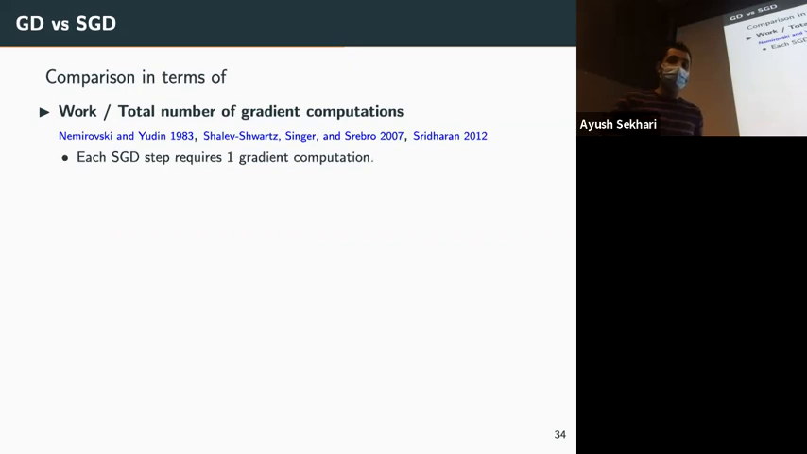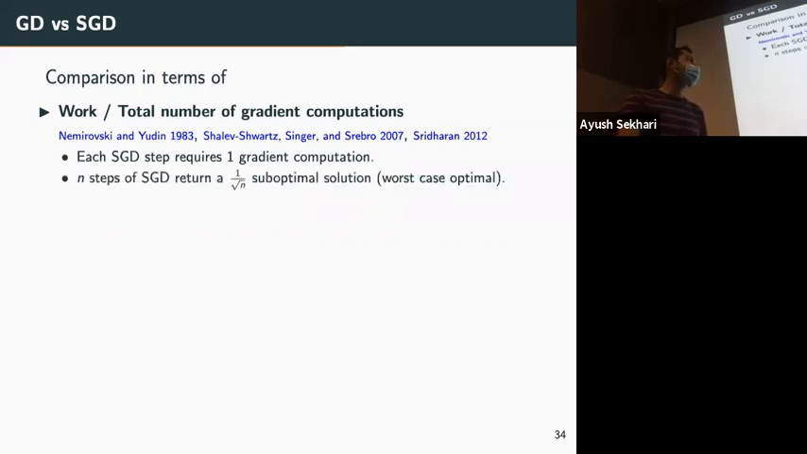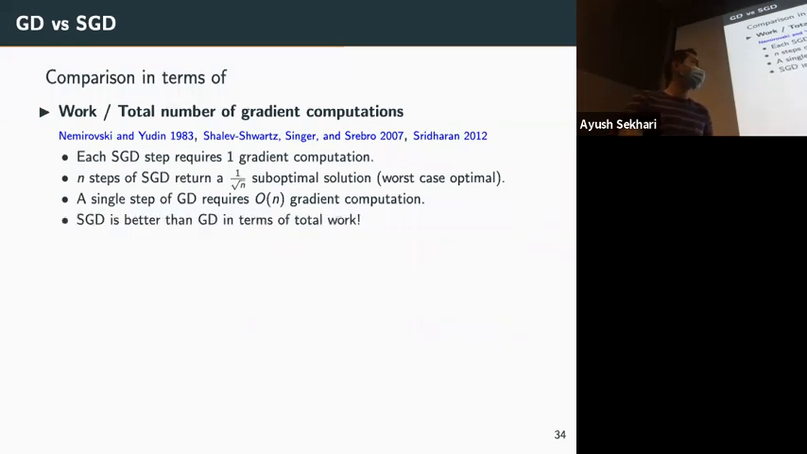And the observation is that since SGD uses only 1 sample at a time, it requires 1 gradient computation for every iteration and does n iterations to find the optimal solution. Whereas every single step of GD requires computing the gradient over all the training samples. So by the time you compute one GD update, SGD has almost converged to the optimizer. So SGD is better when you compare in terms of running time.